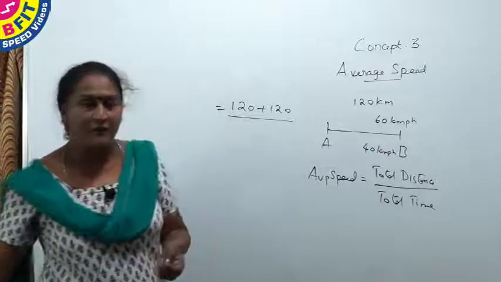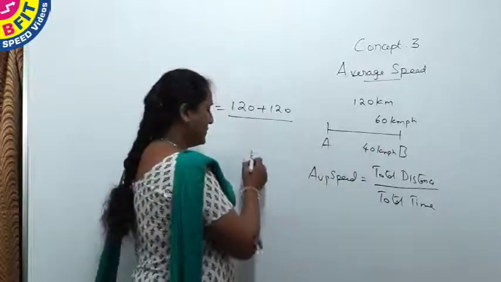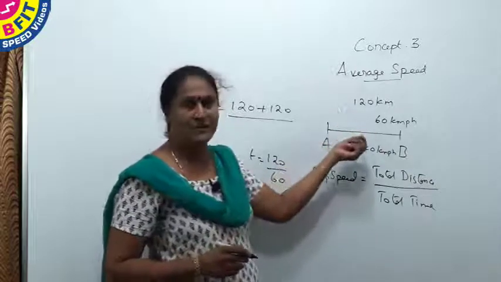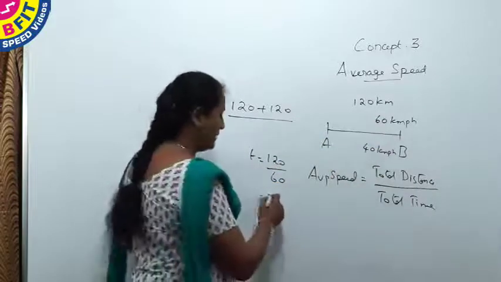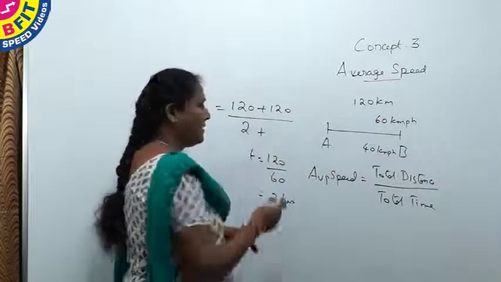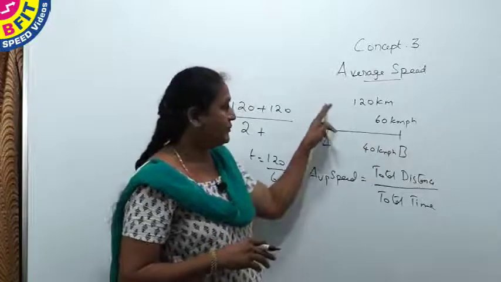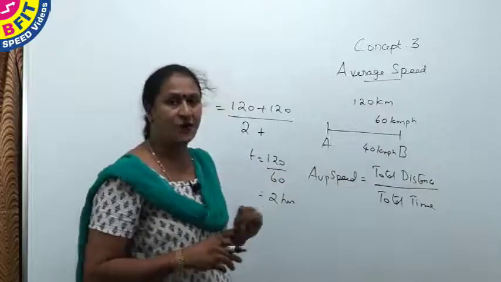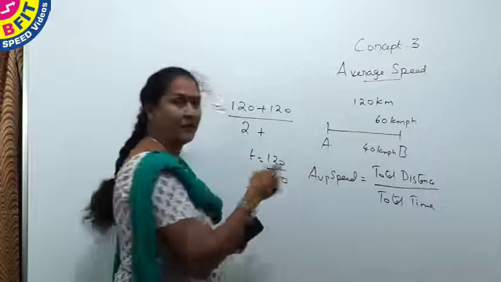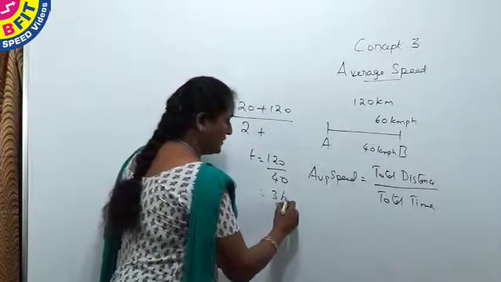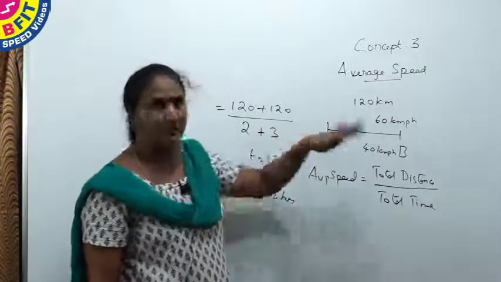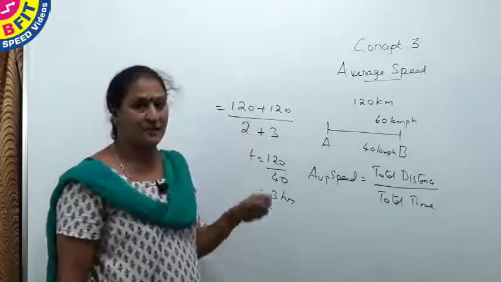Time taken when he moves from A to B: time is distance by speed. He covers this 120 kilometers with speed 60 kilometers per hour. So time taken is 2 hours from A to B. Now time taken from B to A: distance is 120 kilometers and speed is 40. Dividing 120 by 40, you get 3 hours. So time taken from A to B is 2 hours and from B to A is 3 hours. So total time is 2 plus 3, 5 hours.